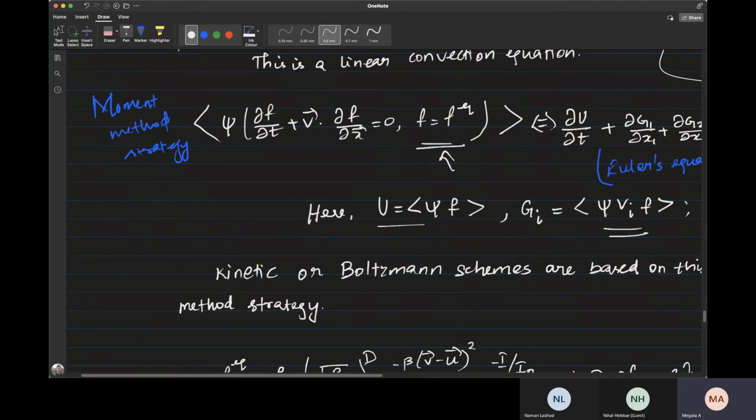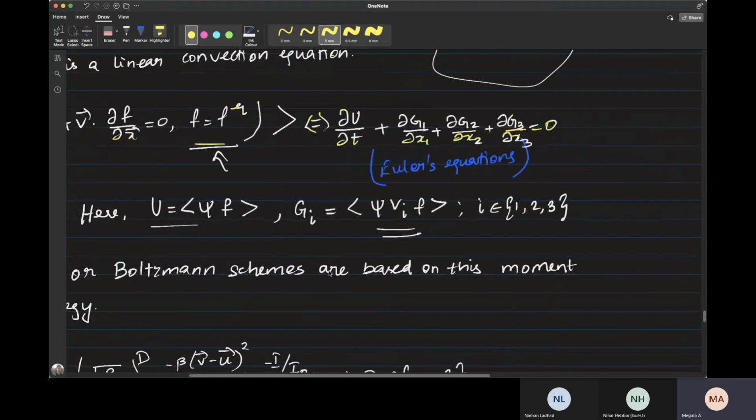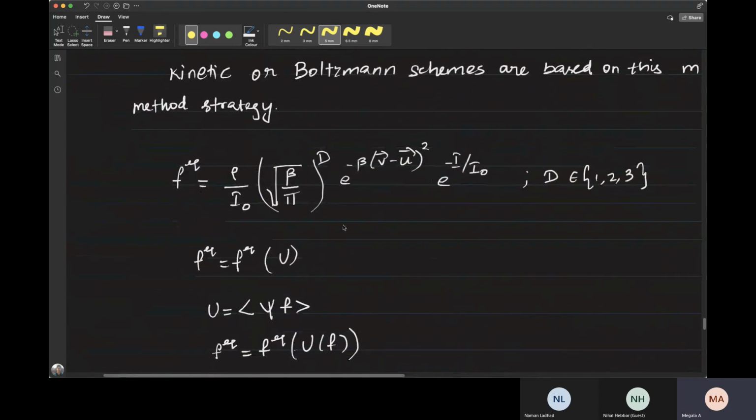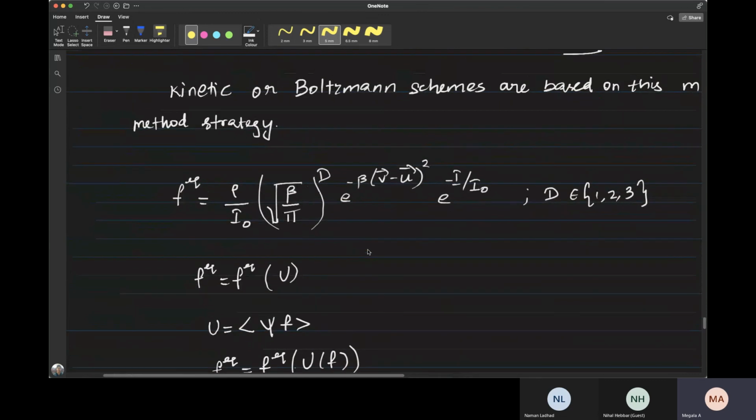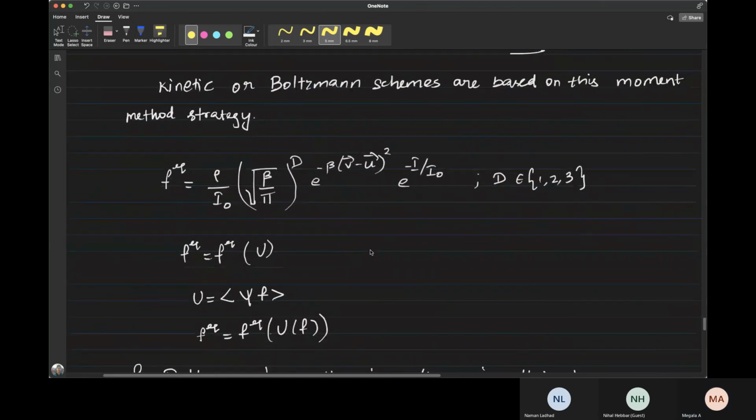Taking moment of this linear convection equation to get Euler's equations is known as the moment method strategy. And we use this to formulate kinetic schemes, numerical schemes for actually finding our fluxes at interfaces in the finite volume method. So we can use this kinetic theory description, and based on this, we can develop kinetic schemes with which we can evaluate the fluxes at interfaces. Those are known as kinetic schemes.